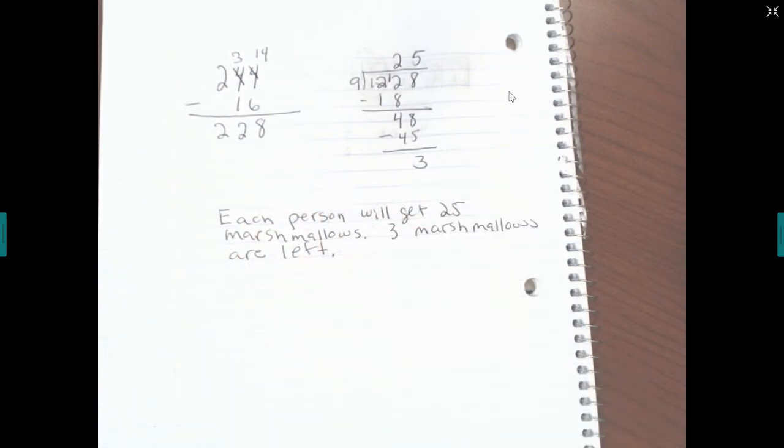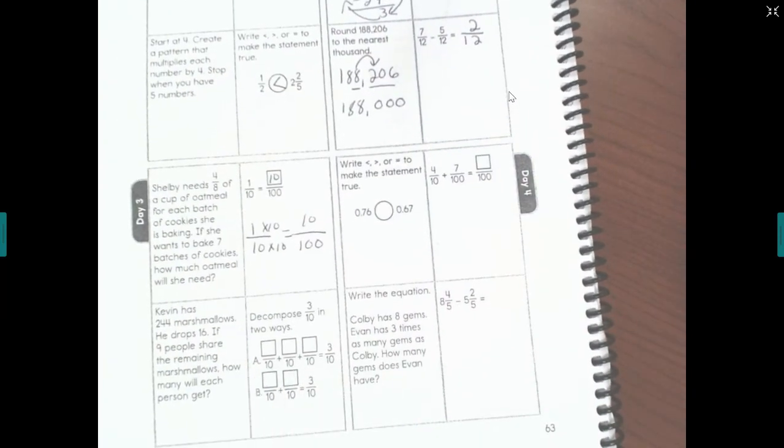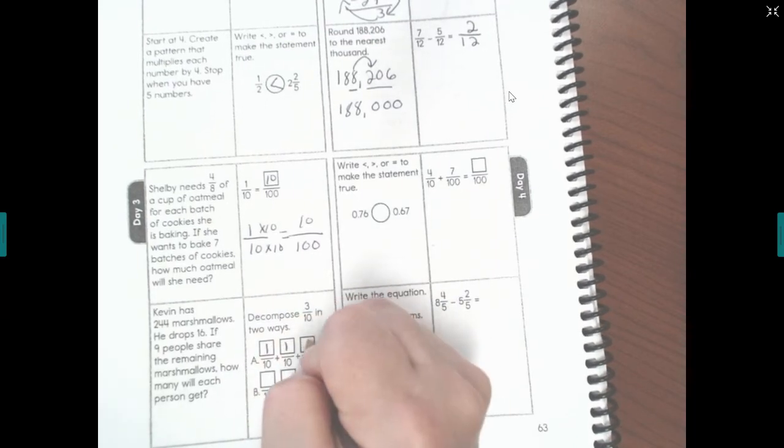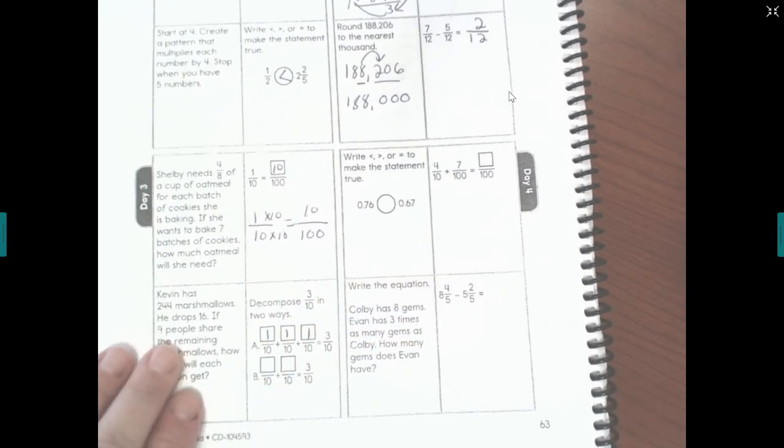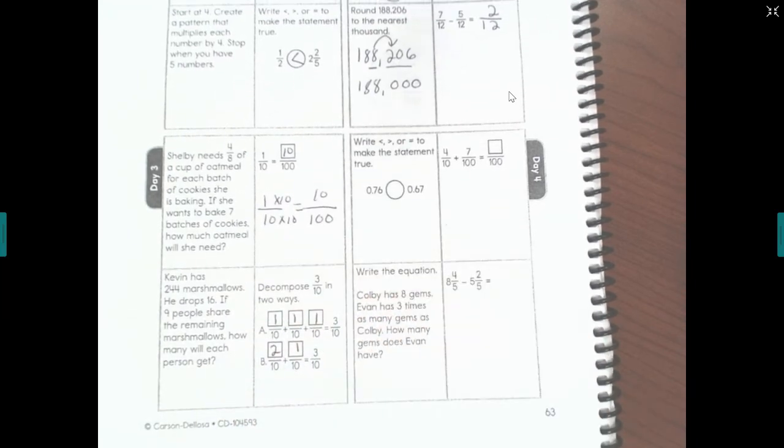All right. Last problem for day 3 says decompose in 2 different ways. So you could have different answers than me. I'm just going to do 1 plus 1 plus 1 plus 1 equals 3 on that one. And then this one I'll do 2 plus 1. Could have had 1 plus 2.